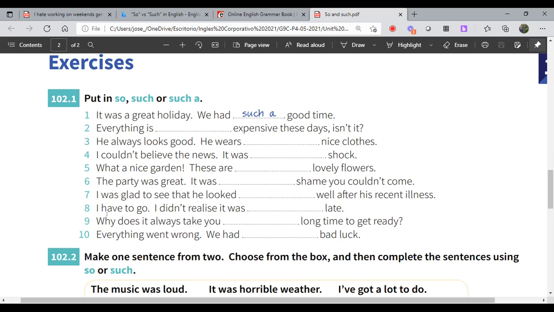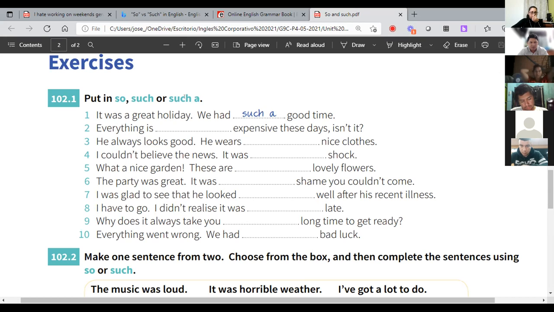Number nine. Why does it always take you so long time to get ready? Esa es la opción número uno. Why does it always take you such long time to get ready? And the last one, why does it always take you such a long time to get ready? Opción A, B y C, right? Bueno, la número nueve significaba ¿por qué te tardas demasiado para alistarte? Porque ha parecido la realidad, ¿verdad? Pura coincidencia. Okay, good.